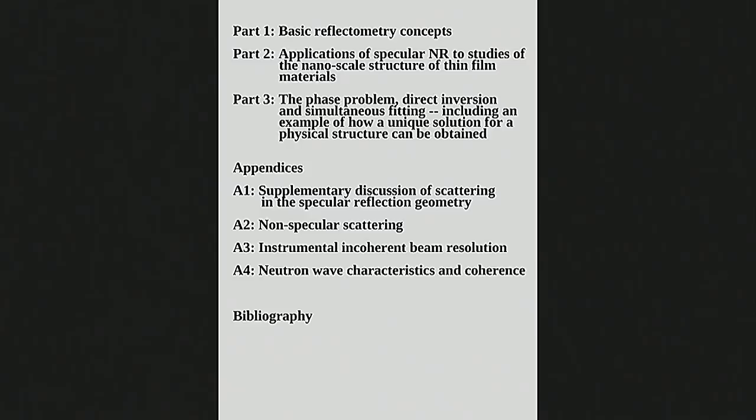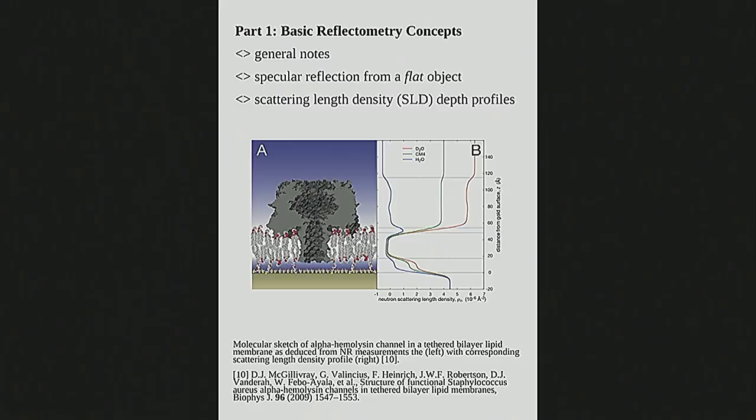So this is the basic idea. The appendices are mostly there for your reference, but if you see something interesting in there, we can talk about it too. There are three parts: the basic ideas, some applications, and then something about one of the big problems with reflectometry that's also a problem in all of scattering, and that's the phase problem. Here's the first part, the basic ideas about reflectometry, what's special about it, and a general outline of what we do.